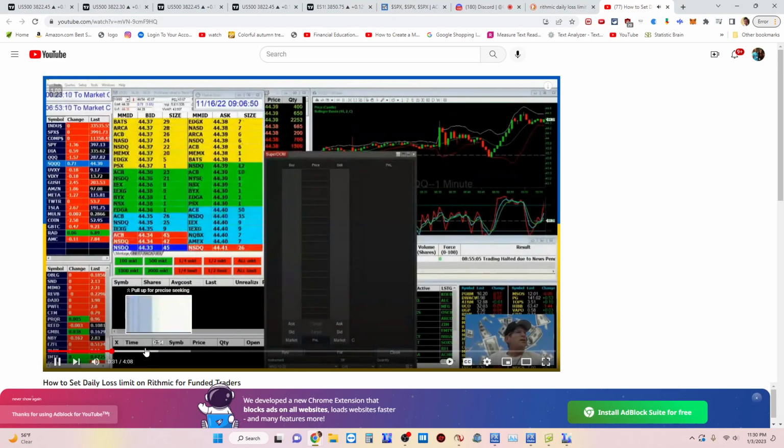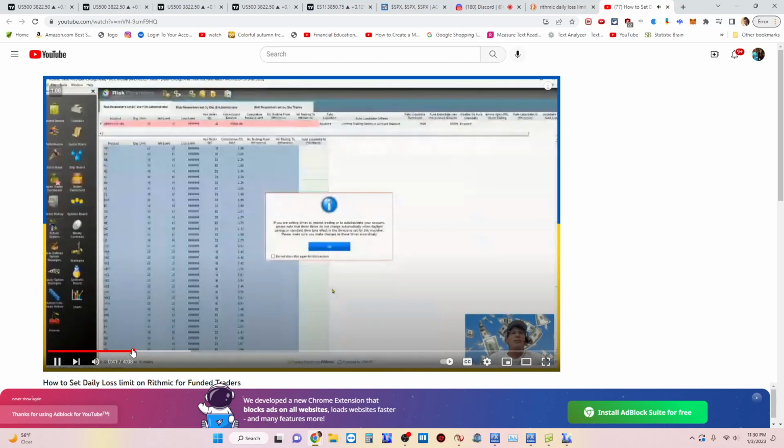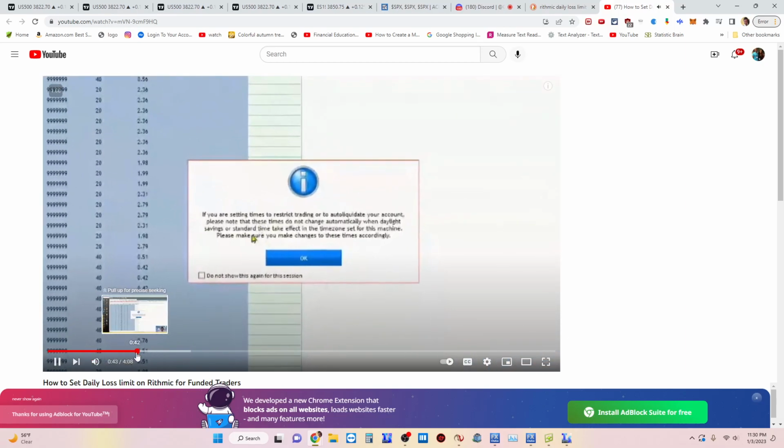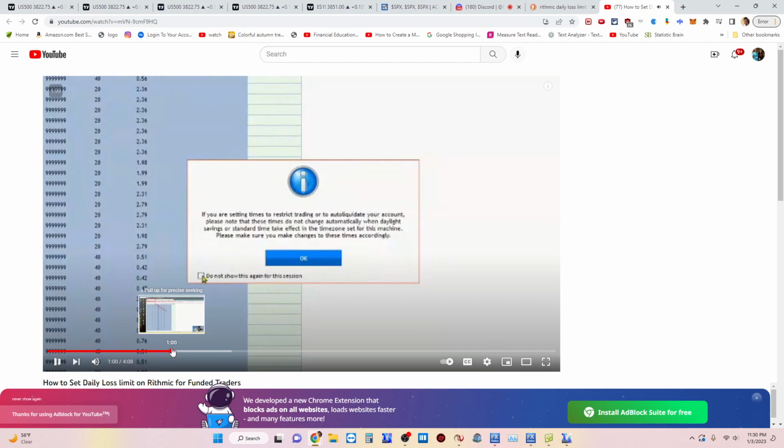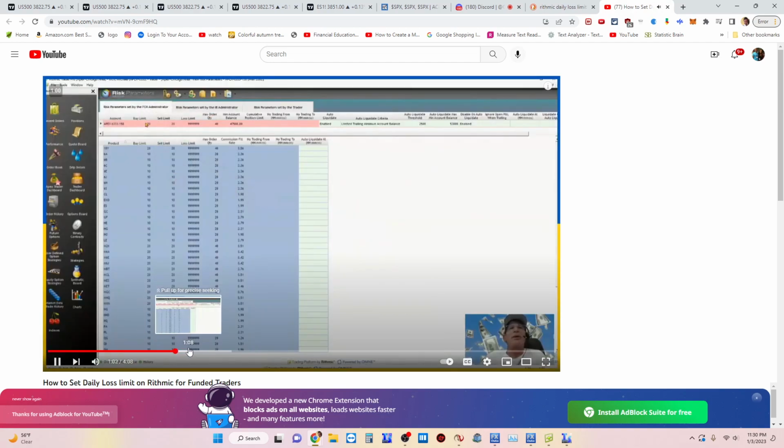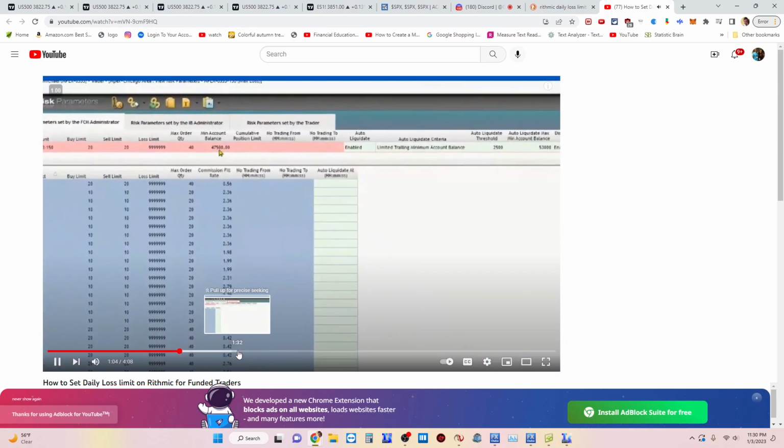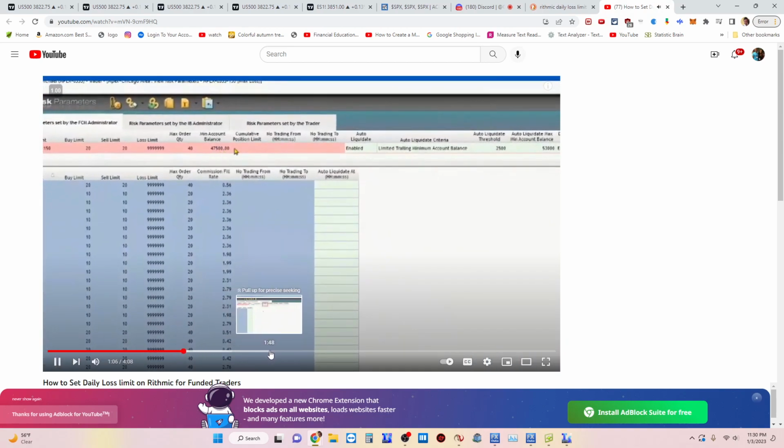And I'm going to log into Rhythmic. This box says if you're setting times to restrict trading or auto liquidate your account, please note these times do not change automatically with daylight savings set by the firm. Yeah, I think there's a risk management dashboard. You go to the $50,000 account and you define your loss. You can define your buy risk and sell risk parameters set by the trader, micros, MNQs.